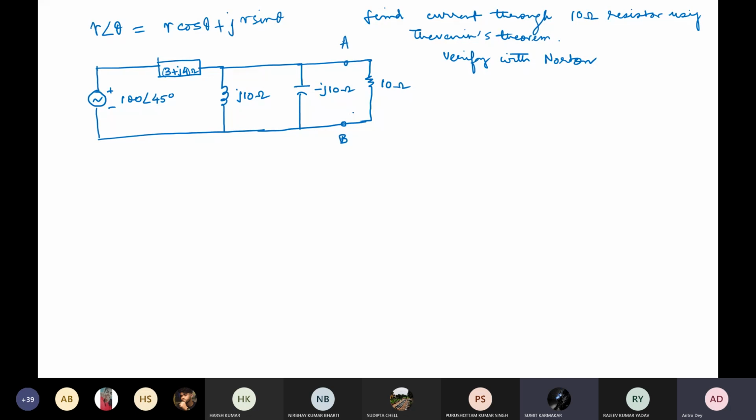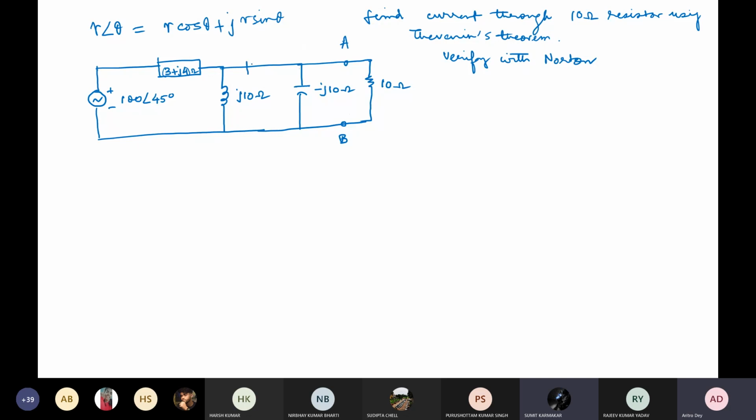For me, I feel it will be much easier if we take nodal analysis, because these two are in equipotential. Because there is no resistor, we can take a node voltage like V. But I don't want to do that. Let me do it with loop analysis only.